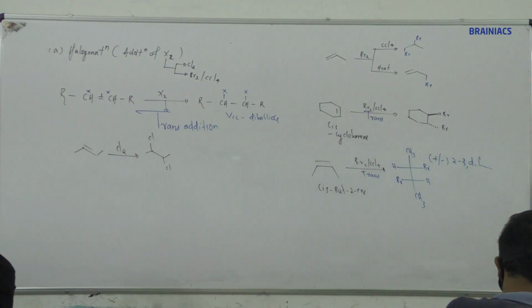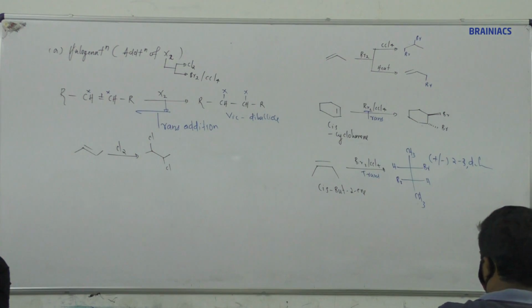What do you mean by hydroxylation? Hydroxylation means 2 OH are added. With respect to the unsaturation, 2 OH are added. Okay. So this is an example for hydroxylation. Right, what is Baeyer's reagent? Baeyer's reagent is called dilute alkaline KMnO4. Okay.